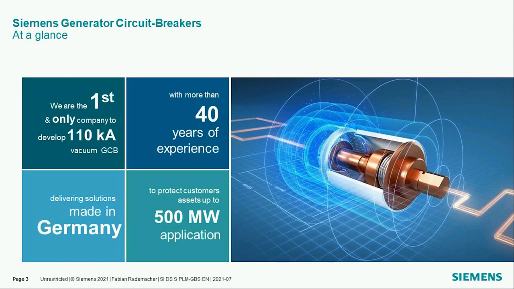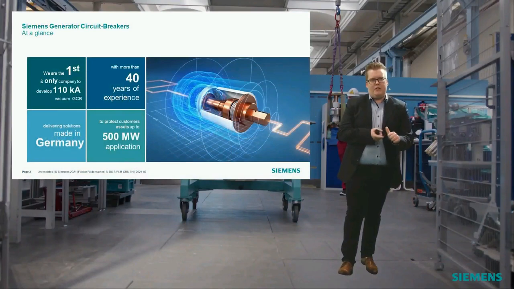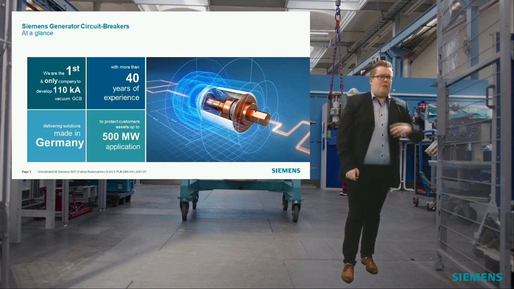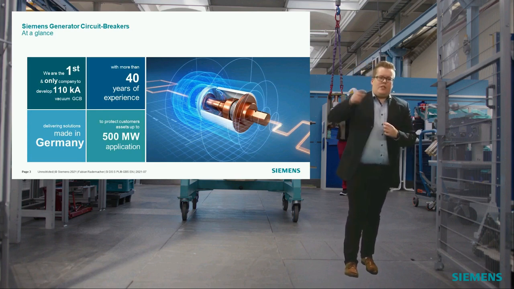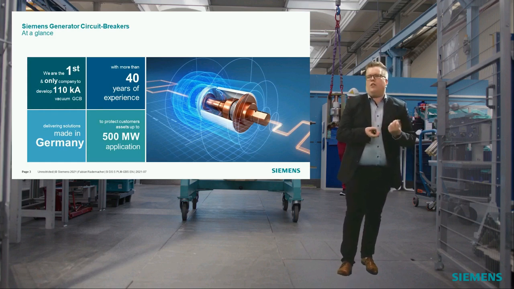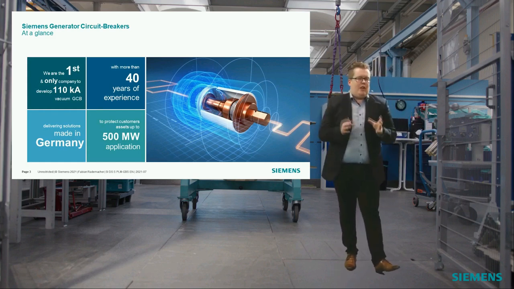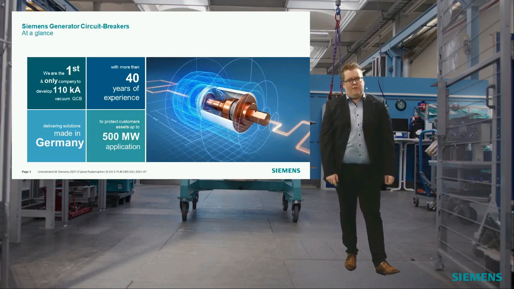Then all our solutions, the GCBs, the generator circuit breakers, and the GBS, the generator breaker switchgears, are developed and made in Germany. The generator circuit breaker itself is developed in the switchgear factory in Berlin, and the vacuum interrupter tube is developed in the tube factory, which is on the opposite side of the switchgear factory. With our portfolio elements of the Siemens GBS department, we can protect your assets up to 500 megawatts. This is quite challenging, but all of our portfolio elements are type tested and we can give you a reliable recommendation on it.